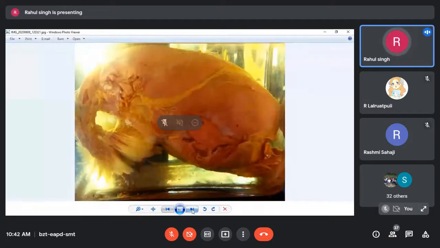This is the case of ascites. This is the neck of the bird, pectoral muscle, neck, pectoral muscle, and abdomen. You see the abdomen is distended, and it is round, a pot-bellied condition. This is the case of ascites, pot-bellied condition in ascites.